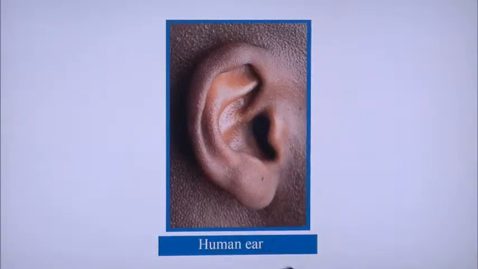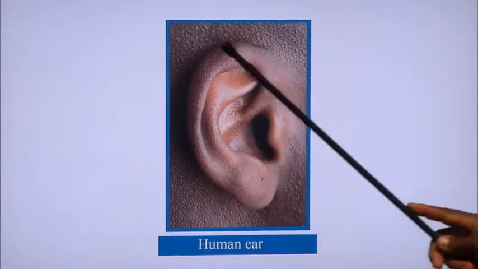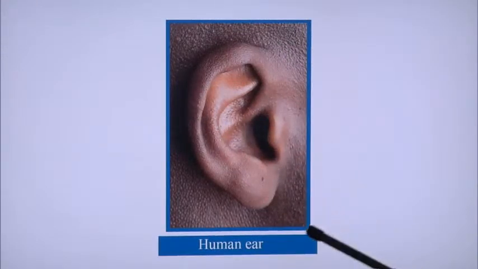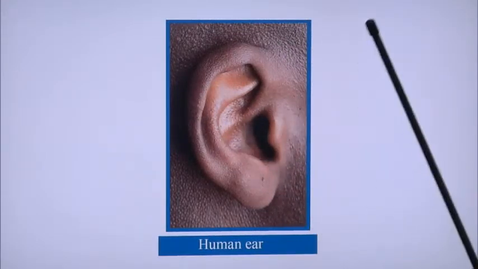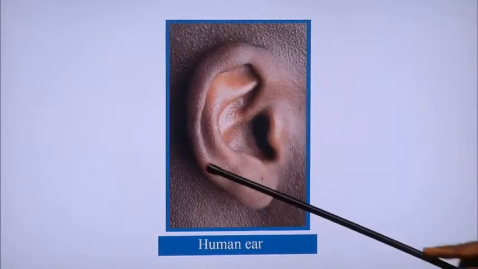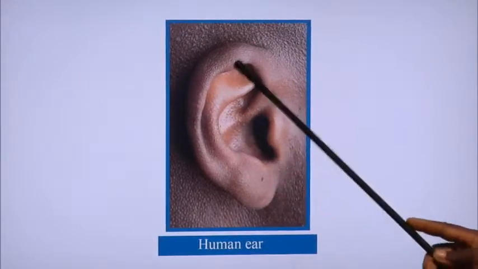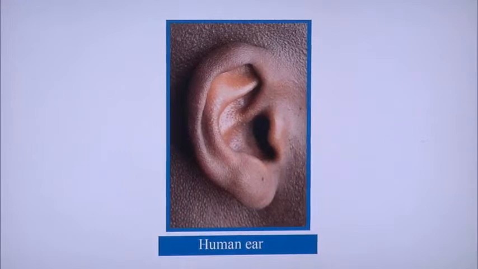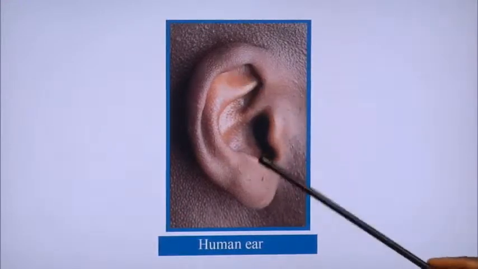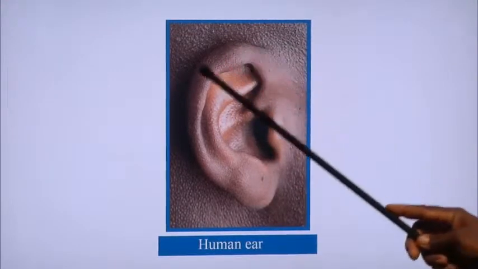Human ear. Let's look at it. We have two ears, one at the right and one at the left. This is called the pinna. The pinna collects the sounds from the environment and directs it inside our ear. So this is the pinna.